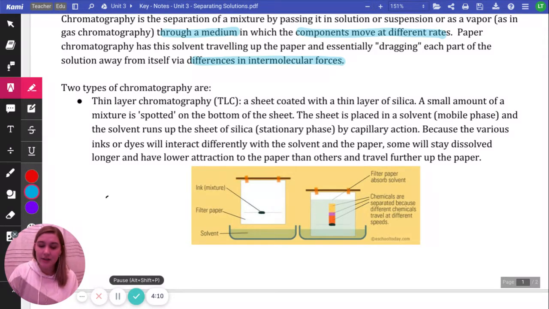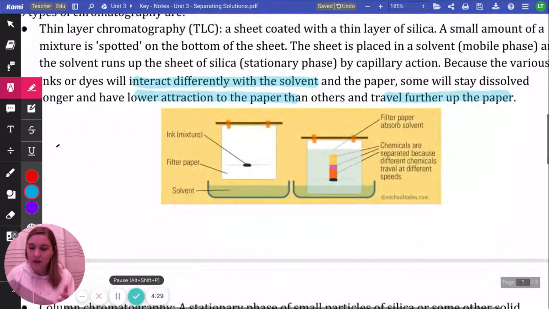Because the inks and dyes interact differently with the solvent and the paper, some will stay dissolved longer because they have lower attraction to the paper, and others will travel further up. So if they have lower attraction to the paper, they will travel further up the paper. So there you go. You can kind of see right here, this is what it looks like.